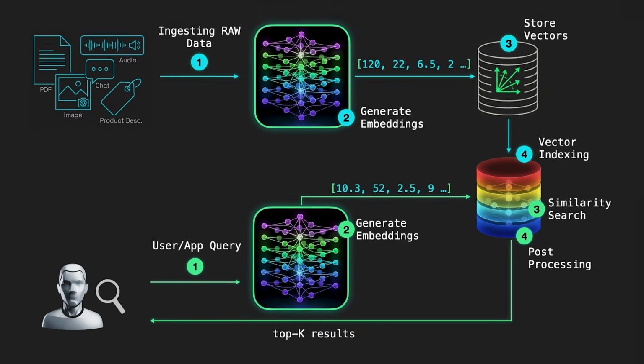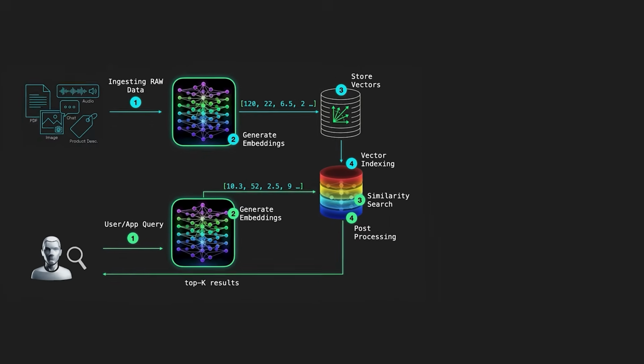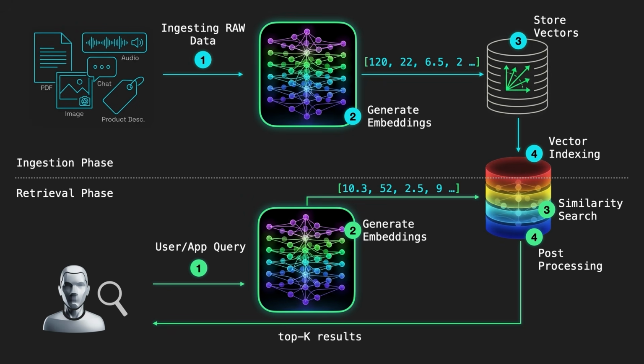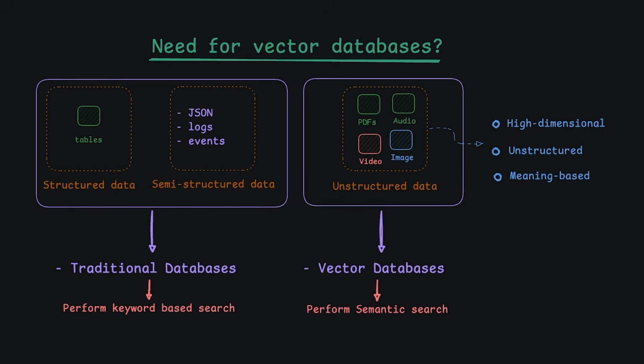And these concepts, whatever we just learned so far, are what power your semantic search, recommendation systems, RAG pipelines, and modern GPTs. Okay, so to summarize, overall, we can split the entire pipeline into two phases: the ingestion phase and the retrieval phase. Now, obviously, different vector databases optimize this pipeline in different ways, but the core idea remains exactly the same. So why do we need vector databases?